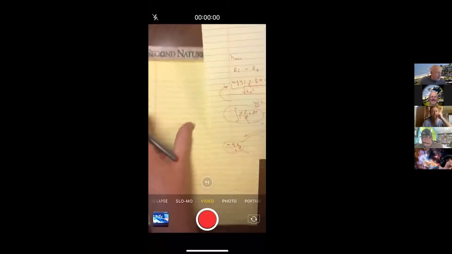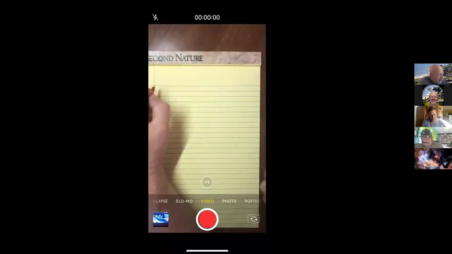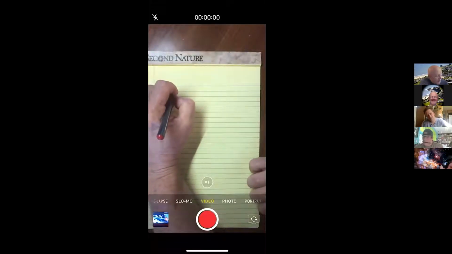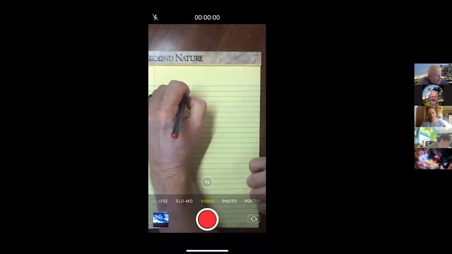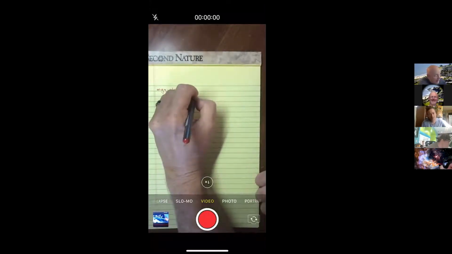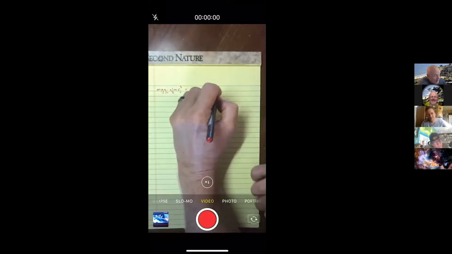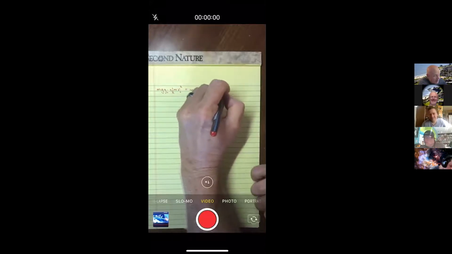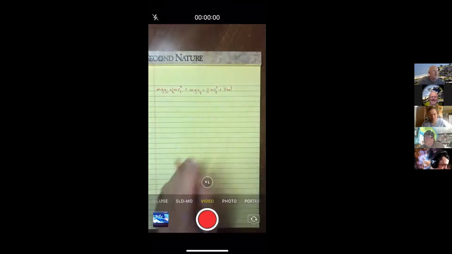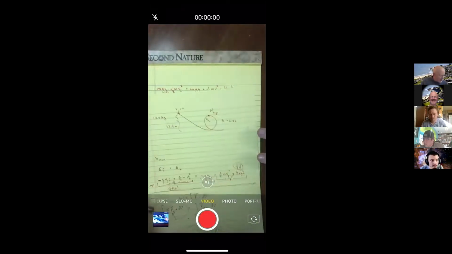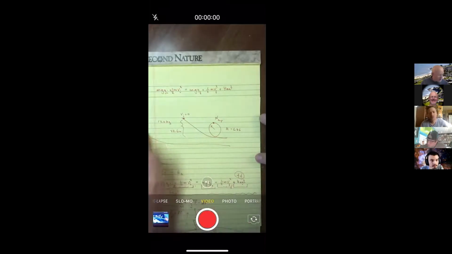All right, so now back to the specific problem. All right, so I'll kind of rewrite that equation. So I have the mgy initial and the 1/2 mv initial squared equals mgy final plus 1/2 mv final squared plus any heat if there's any friction. And I thought I remember reading, I didn't write it down in my little picture here, but I believe it said no friction, right?